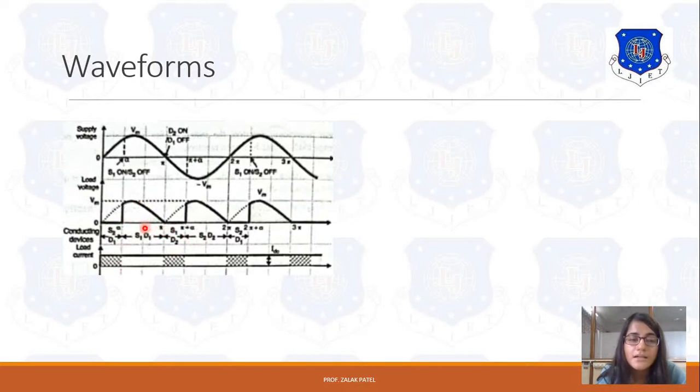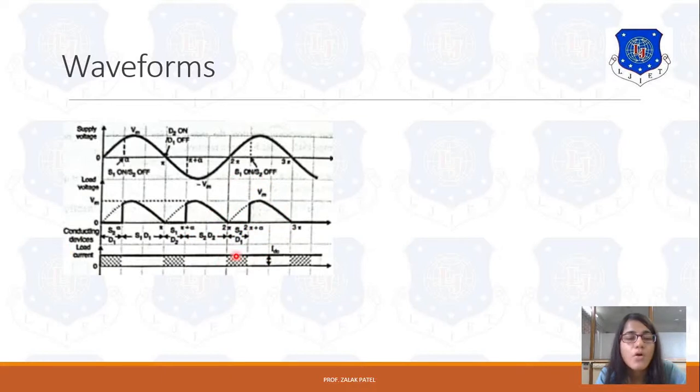Then in mode 2, S1 and D2 will operate. Its range is from pi to pi plus alpha. Here alpha is called the firing angle or delay angle. This alpha is present due to the SCR connection. Then in the next cycle, where S2 and D2 will be operated, the range is from pi plus alpha to 2 pi, and in the last cycle the range is from 2 pi to 2 pi plus alpha.